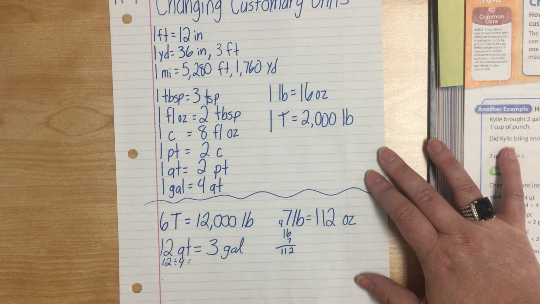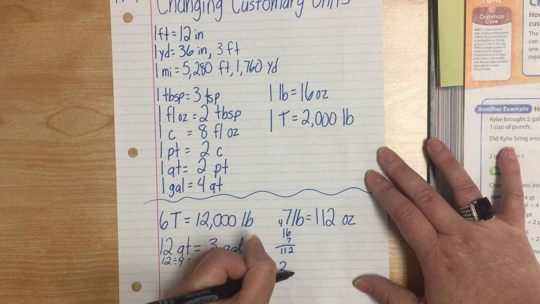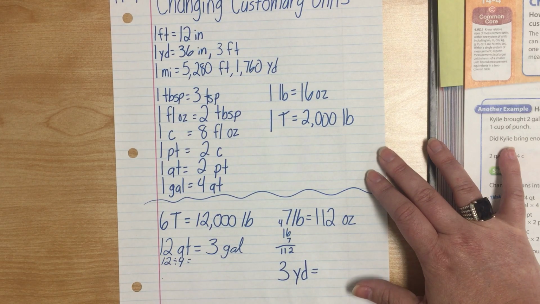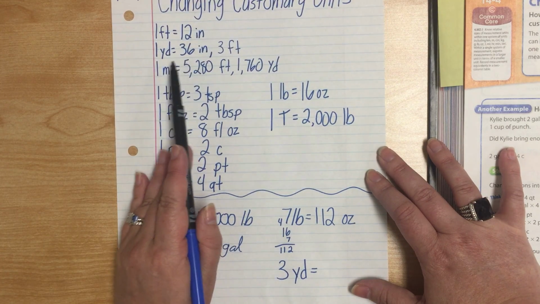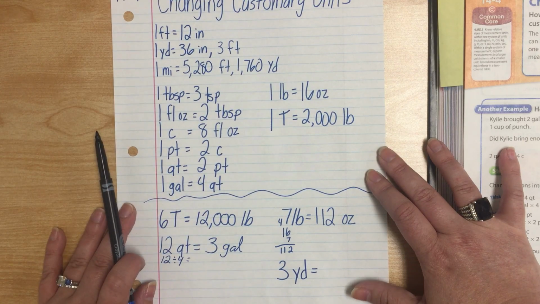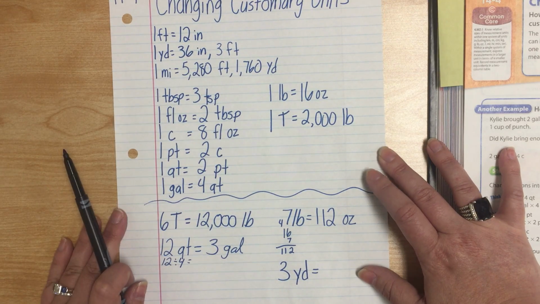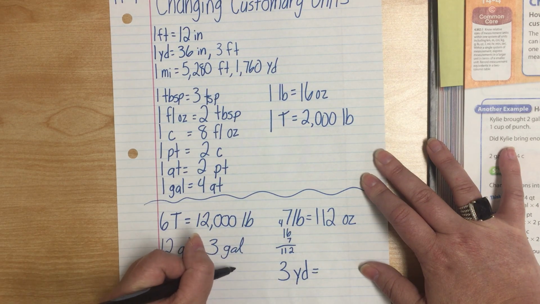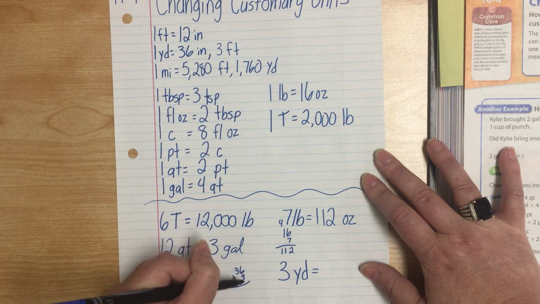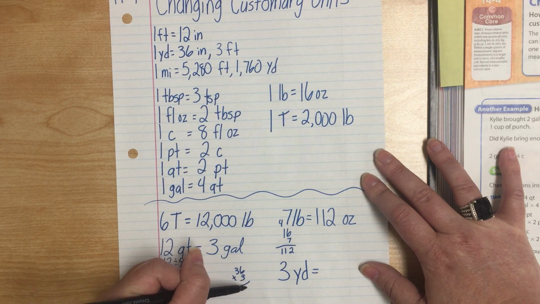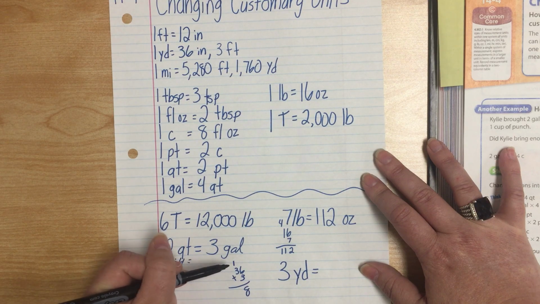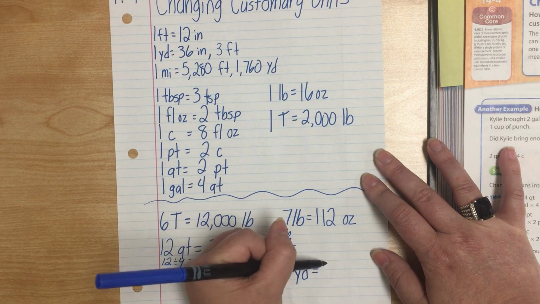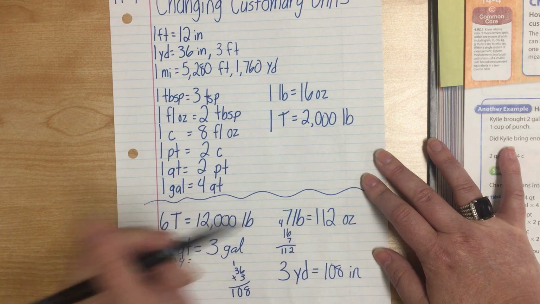Okay, what about 3 yards? And I want that in inches. I want yards into inches. So 1 yard is 36 inches. So 3 yards would be, what am I going to do? I'm going to multiply. I'm going to do 3 times 36. 6 times 3 is 18. 3 times 3 is 9, so 90, plus 1 is 100, 108. So 3 yards is 108 inches.